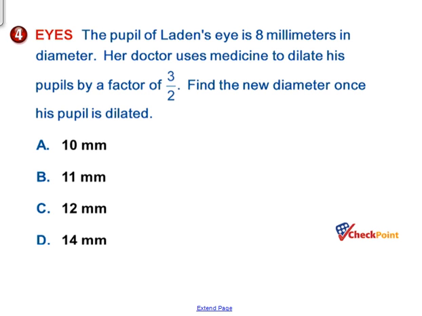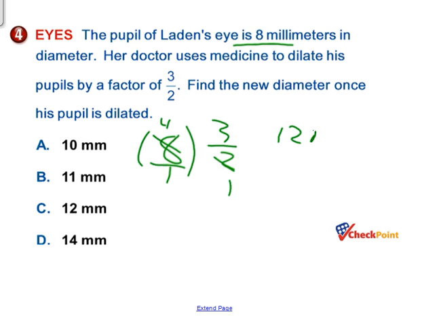Here's another problem. So it's very similar. Please do this one on your own and then come back and check with the video to see if it's correct. The eyes start out at 8 millimeters. So 8 millimeters times the scale factor of 3/2. So 8 over 1 times 3 over 2, I can do some reducing. This would be 1, this would be 4. 4 times 3 would be 12. 12 millimeters is the new dilation, which happens to be answer C.